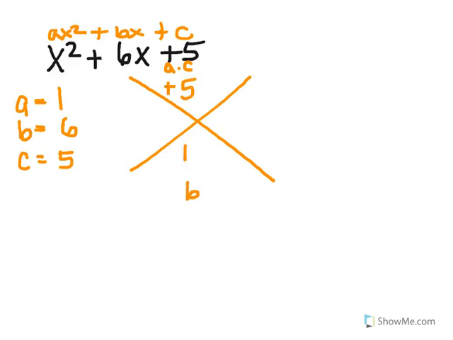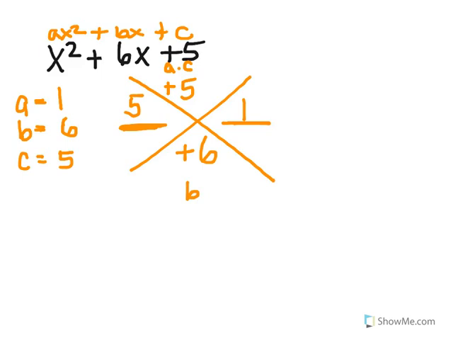And c is, b is positive 6. Now I'm looking for two numbers. I'm going to put lines there. Two numbers that when I multiply them will give me 5, but when I add them will give me 6. Well, guess what? 5 is a prime number. There's only one way to get a 5, and that's with a 5 and a 1. If I added 5 plus 1, would I get 6? Yes.